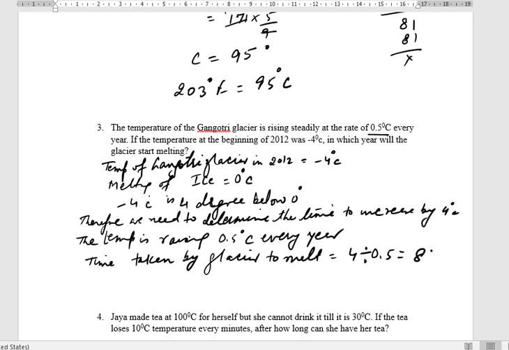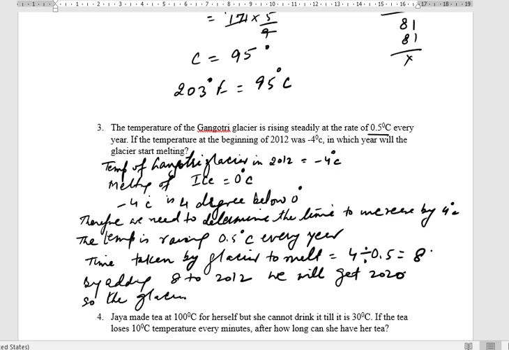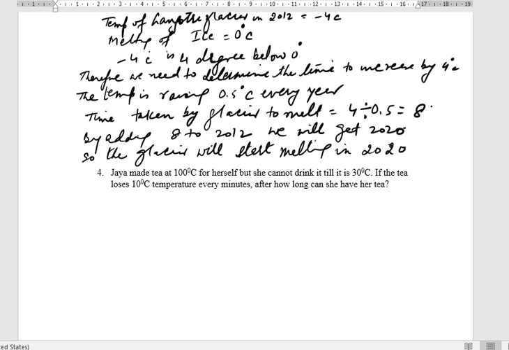So it will become what? 8. It means 8 years are required. So by adding 8 to 2012, we will get 2020. So the glacier will start melting in 2020. I hope it is clear. Simple calculation, addition and subtraction.